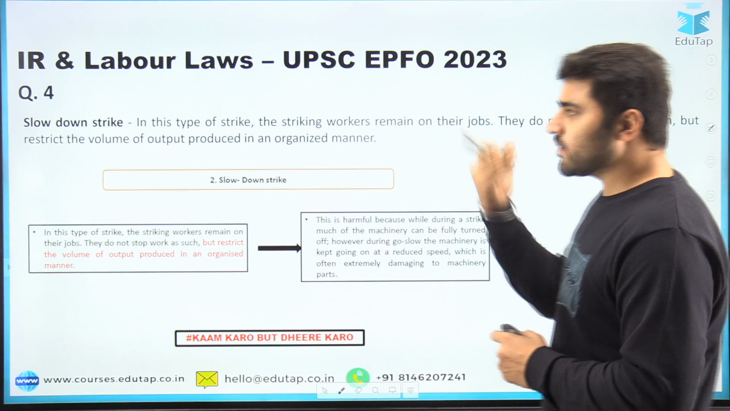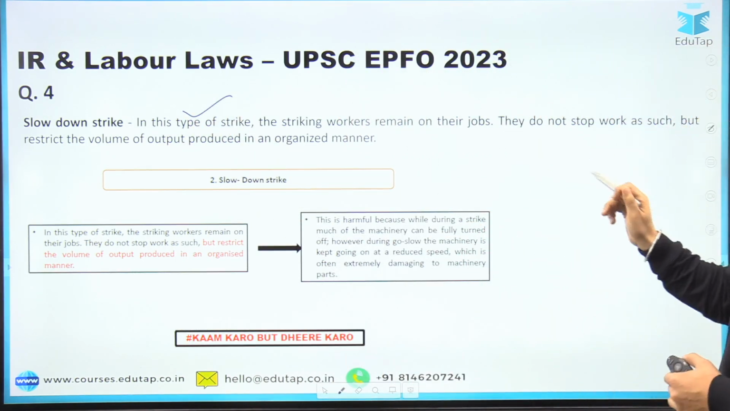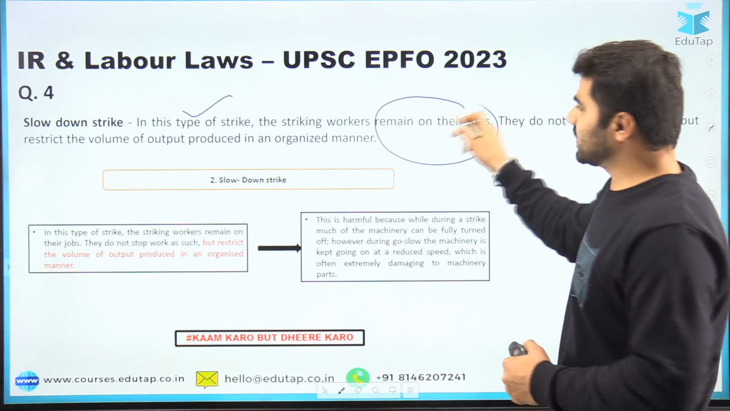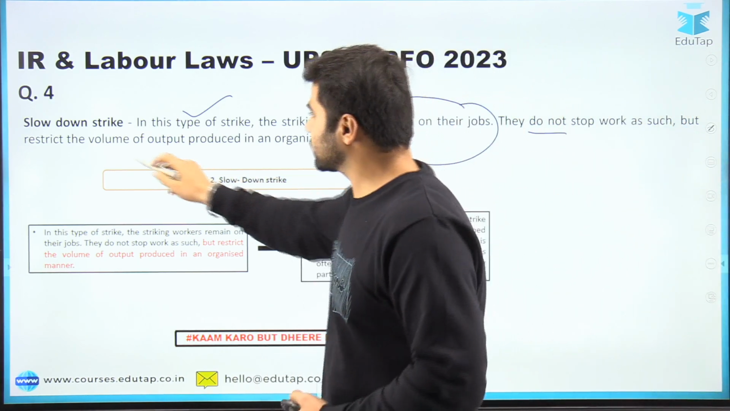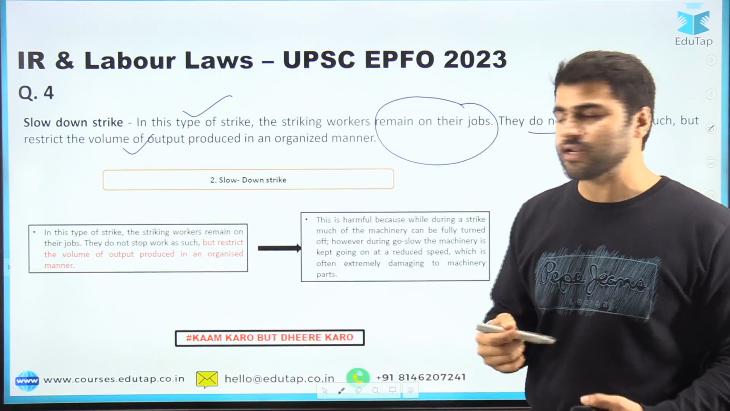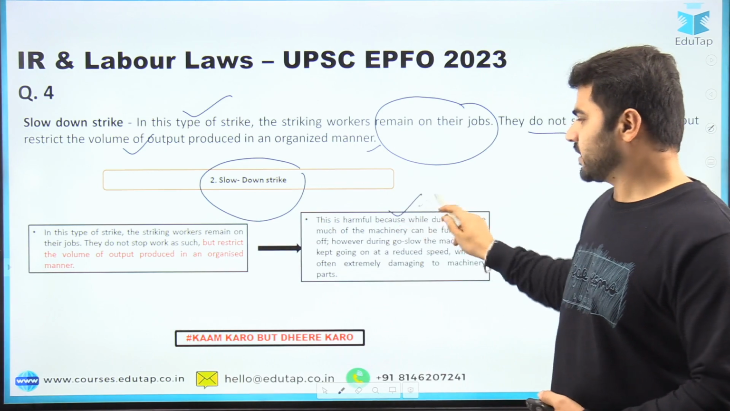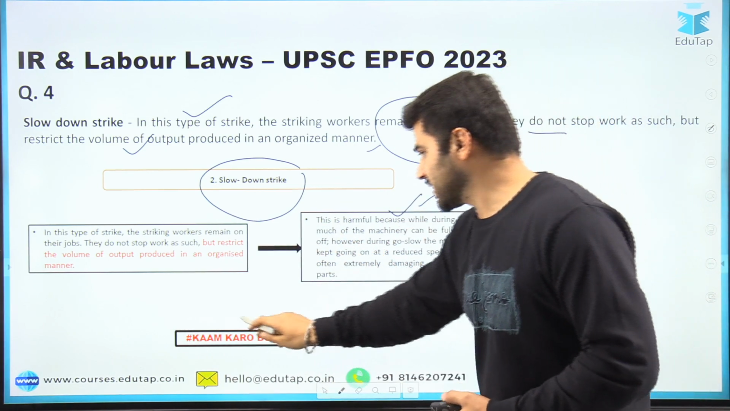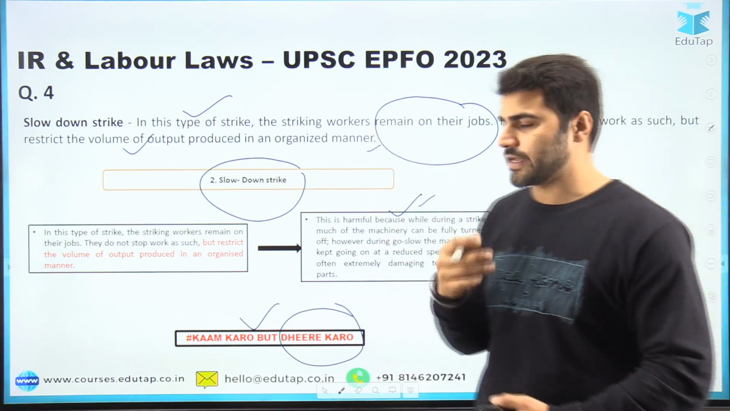So here, if we talk about slow down strike, in this type of strike, the striking workers remain on their jobs, right? They do not leave their jobs, rather they remain on their jobs. They do not stop work as such, but restrict the volume of output produced in an organized manner. So here you can read about slow down strike, right? There is a very famous saying, "Kaam karo, but dheere karo," right? So this is a very famous saying in a slow down strike.